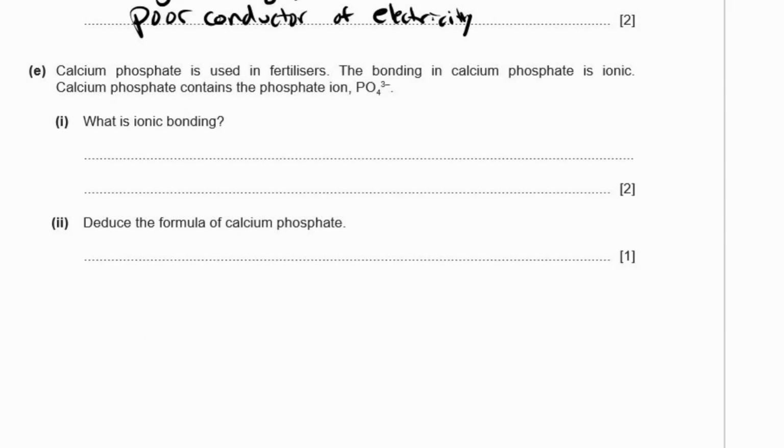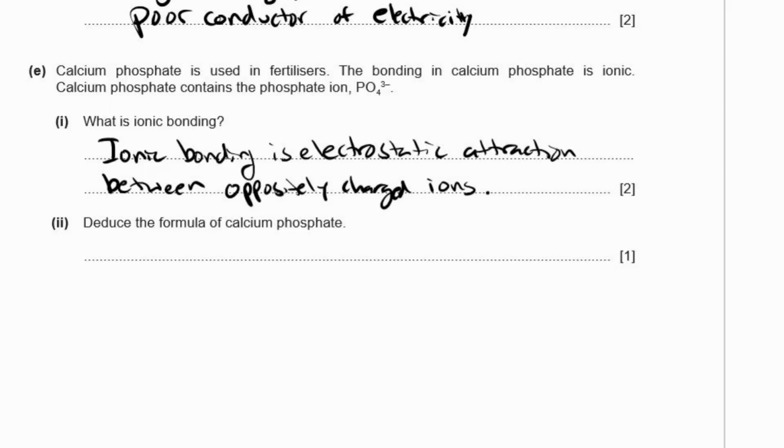E. Calcium phosphate is used in fertilizers. The bonding in calcium phosphate is ionic. Calcium phosphate contains a phosphate ion, PO4 3-. So what is ionic bonding? So ionic bonding is when we have an attractive force between oppositely charged ions. So ionic bonding is electrostatic attraction between oppositely charged ions. If you forget the word electrostatic, that's okay, but you have to have an attraction between oppositely charged ions in there.